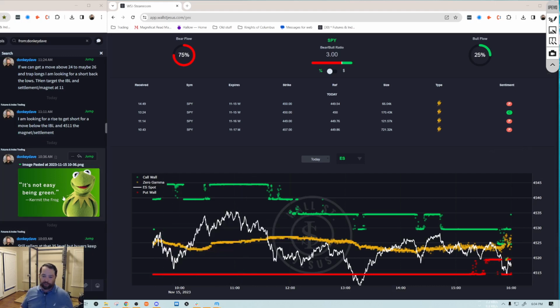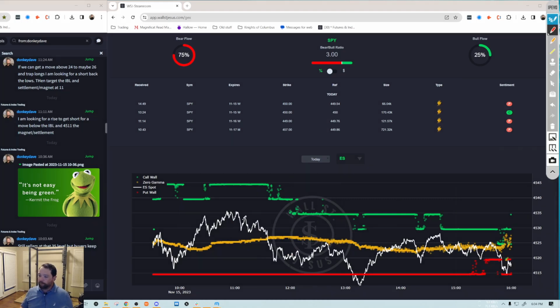It's not easy being green, because fading these moves at the top, it's tough staying in them. But when you have the data that shows you to stay in them, you stay in them. So after that, it played out. We got away from the areas where we didn't really have any major levels there to play off of.